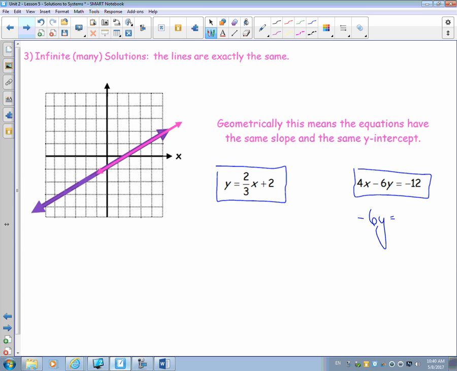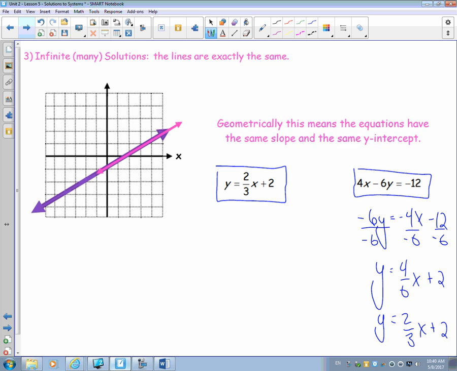However, if I rearrange this, put it into mx plus b, and divide everything by -6, I end up with 4/6 x plus 2. But 4/6 reduces to 2/3. So even though it didn't look like it initially, it's actually the same equation. It's just a different format of that equation. And as I said, that one can be kind of hard to tell at times. So we're going to have to work on some of our rearranging skills, possibly. So three situations. They don't meet, they meet once, or they meet everywhere, infinite solutions.